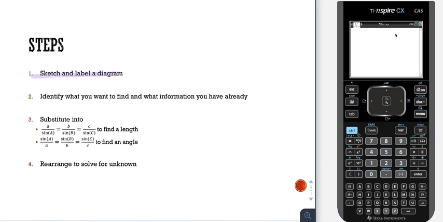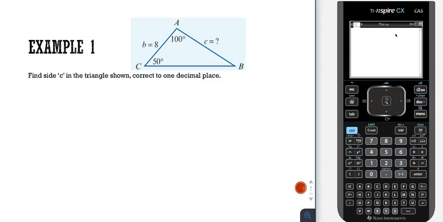So steps: sketch and label a diagram. As per normal, your first step is to sketch it. Once you've sketched it, identify what you want to find and what information you've already been given. So does this meet a sine rule situation? And if it does, then you can look to substitute all the information into one of those formulas. Make your calculations using the calculator, correct to whatever accuracy the question's asking for.